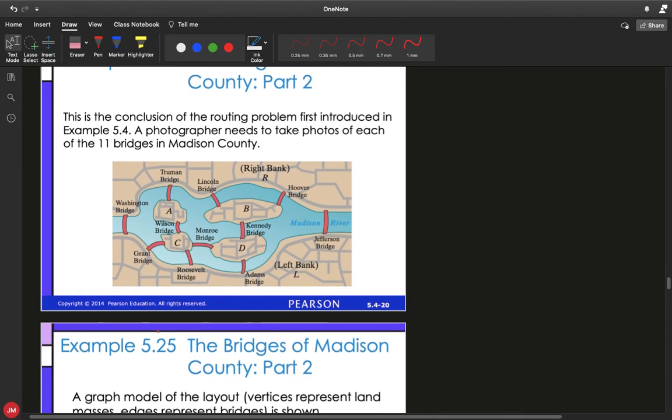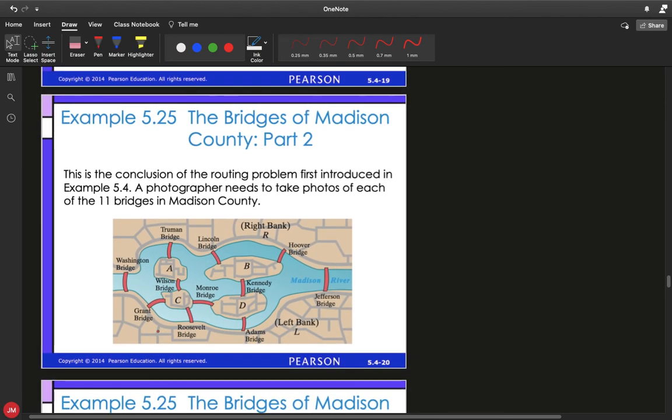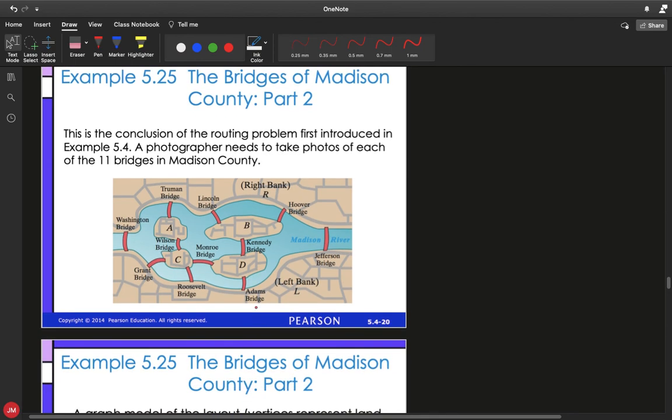Okay, so Bridges of Madison County Part 2. We've already seen an example of this before, but let's say that you had a photographer that needed to take photos of each of the 11 bridges in Madison County.